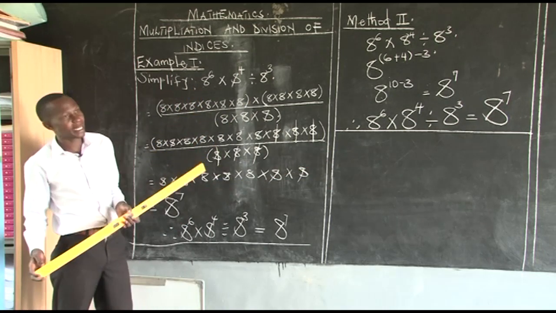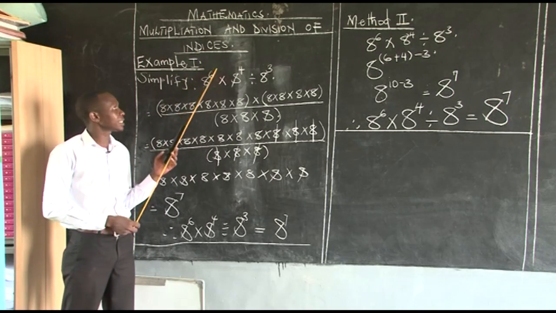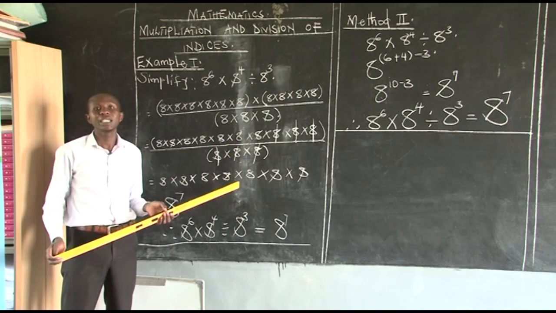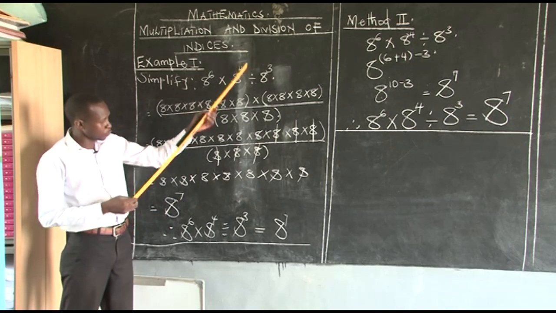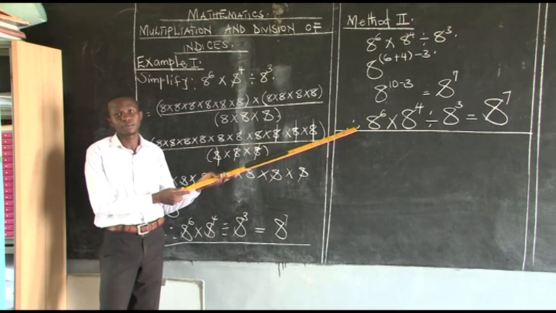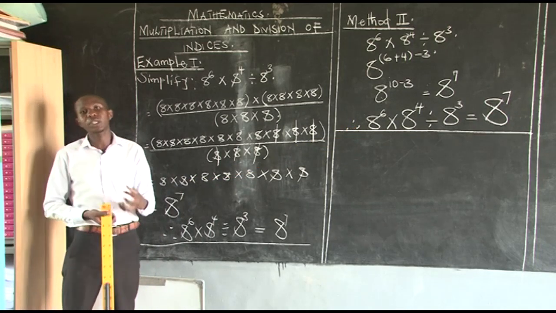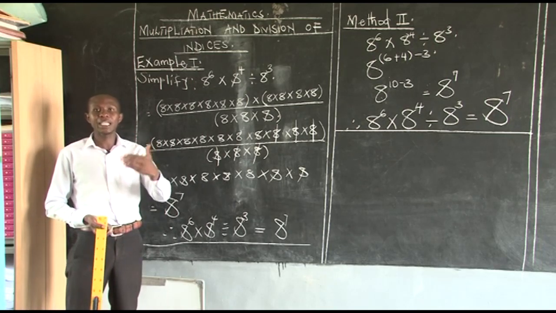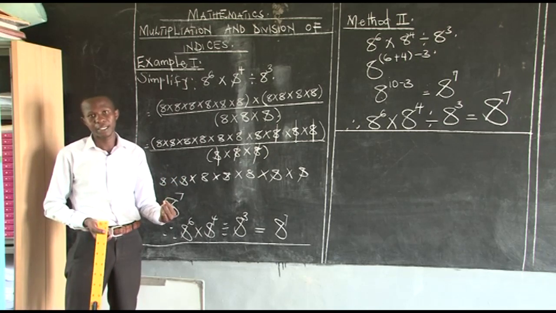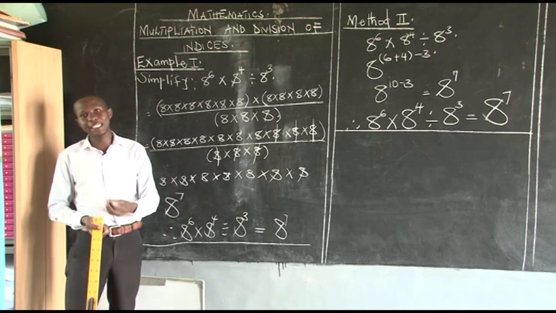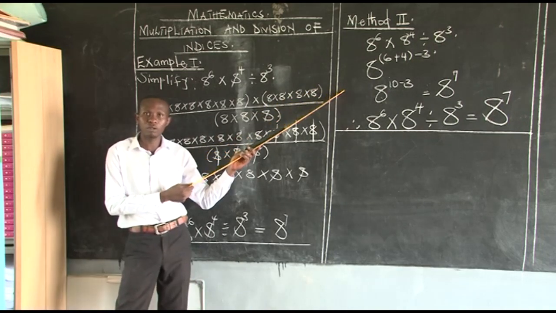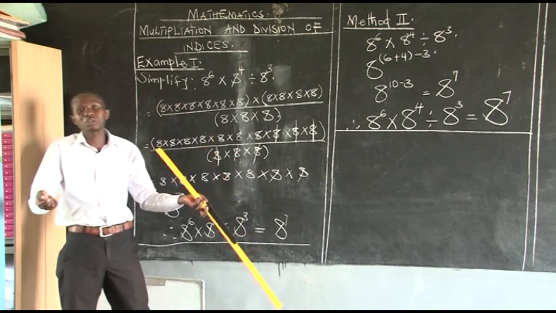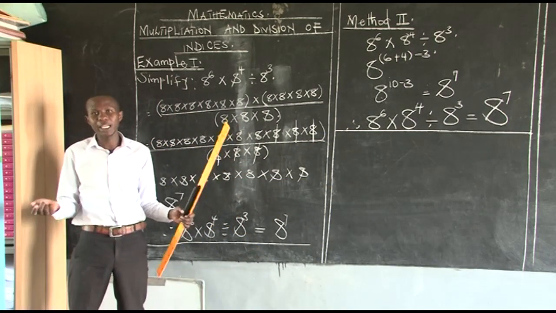If they specify by saying simplify 8 to power 6 times 8 to power 4 divided by 8 to power 3 using expanded form, you have to use this first method. You don't use this. So you always have to follow the instructions given in a question. Which method have they specified? What they have specified in the question is what you have to use. If they say using the laws of indices, just use the second method. This is the law of indices. But if they have not talked of law of indices, at the same time they have not talked of expansion, you are free to use any method you want to work out.